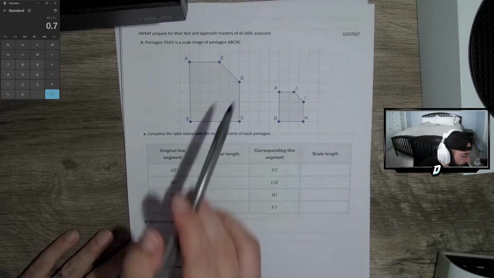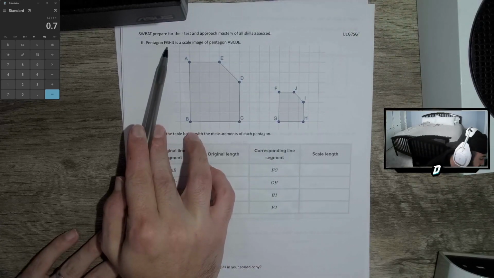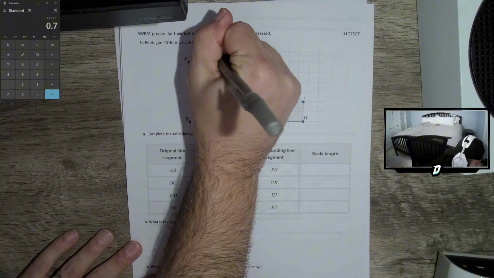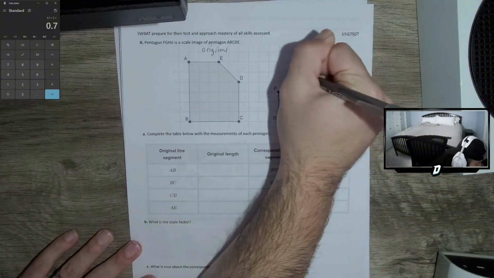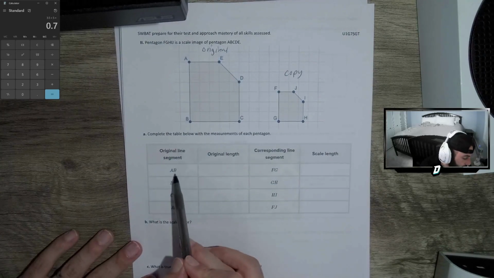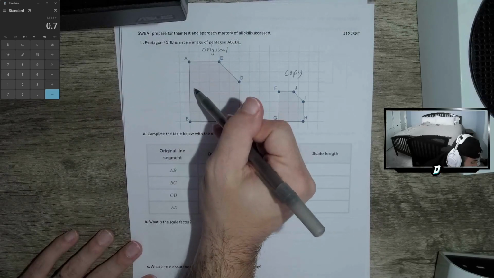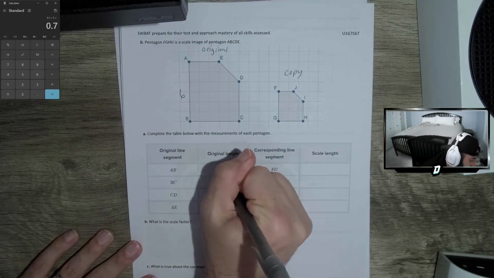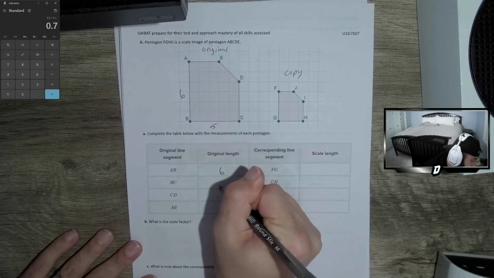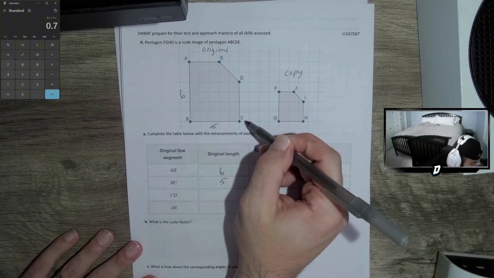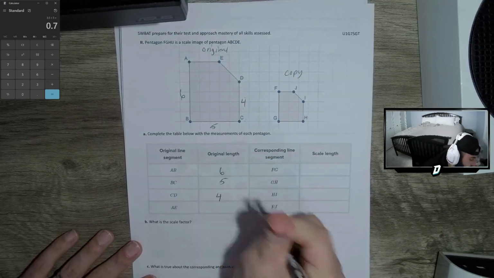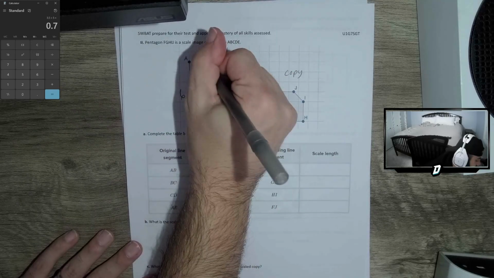So here on question 2, we have pentagon FGHIJ is a scale image of pentagon ABCDE. So here we have our original, and here we have our copy. And so if we want to count the side lengths, AB is here, 1, 2, 3, 4, 5, 6, has a length of 6. BC, 1, 2, 3, 4, 5, has a side length of 5. CD or DC, 1, 2, 3, 4, side length of 4. And then AE is 1, 2, 3, side length of 3.